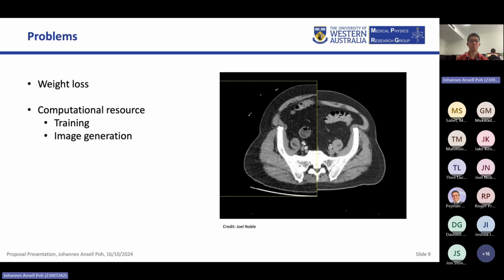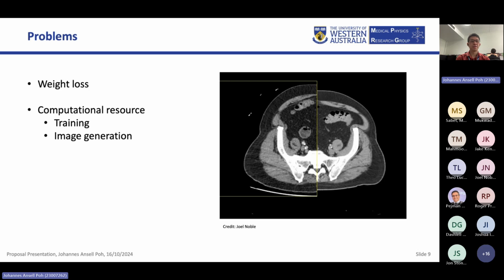There are a few problems that I expect to encounter in my research. First is patient weight loss. As you can see in the image on the right, patient weight loss can result in quite a significant geometric deformation in the patient's anatomy, especially in the anterior region. And this might be difficult for the model to learn.